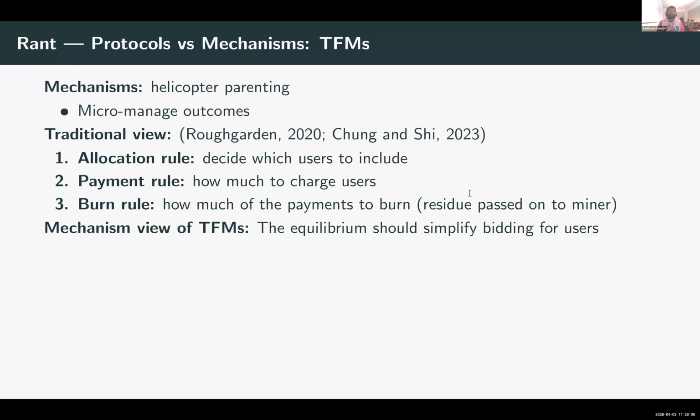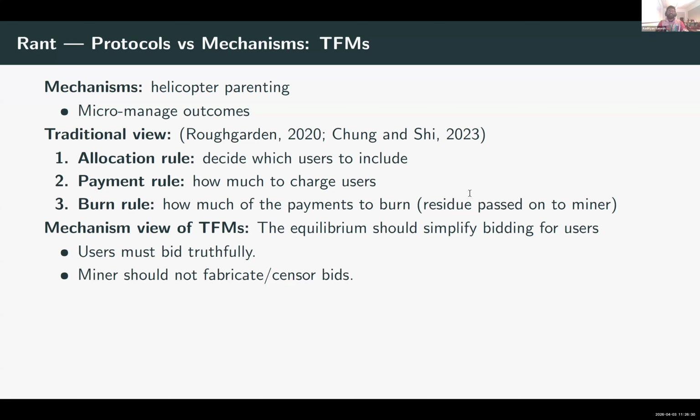And as I had briefly mentioned in the previous slides, Tim's work argues that the equilibrium of transaction fee mechanisms should satisfy simplicity for users in the following ways. One, you don't have to worry about how to shade your bid, how to bid, should you bid twice your bid, and things of that kind. If you think your value is V, just go ahead and bid V. Don't try to be strategic.